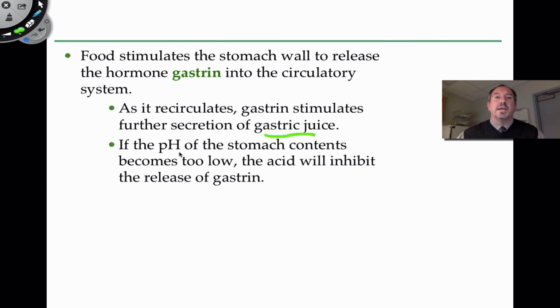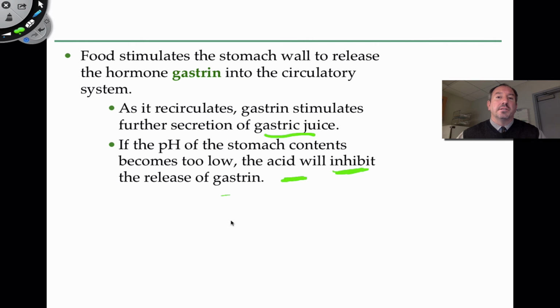And if the pH becomes too acidic, remember gastric juice has a lot of HCl, if the stomach becomes too acidic, that will have a negative or inhibitory role in the secretion of gastrin.